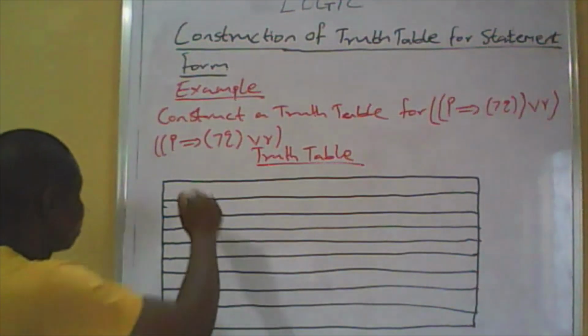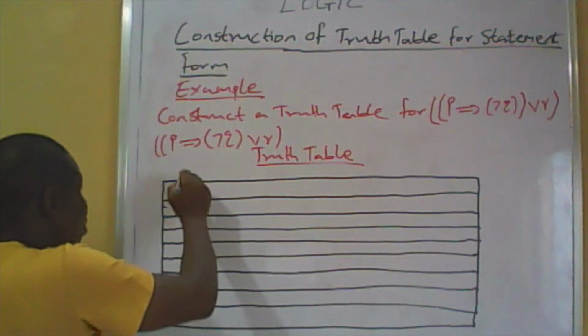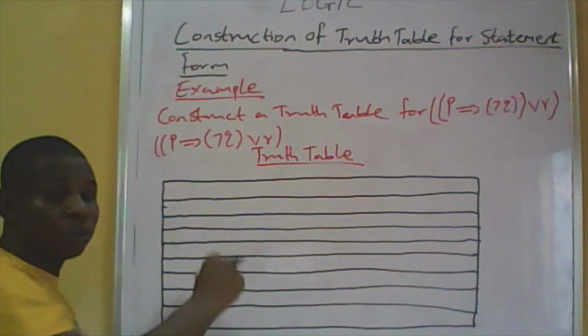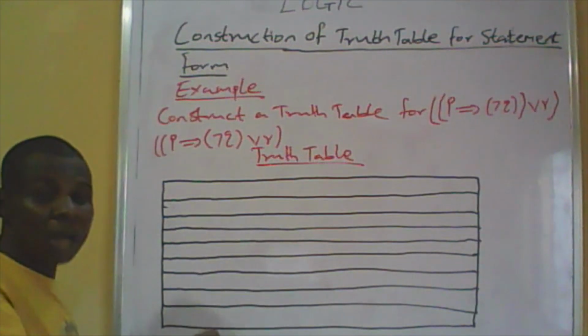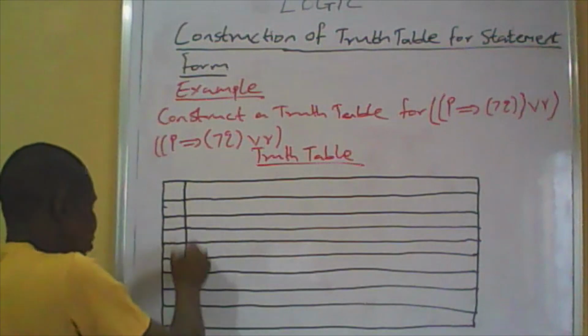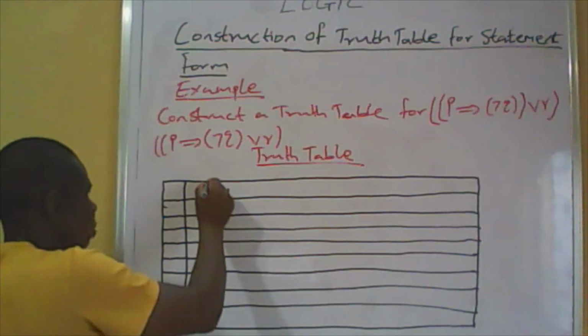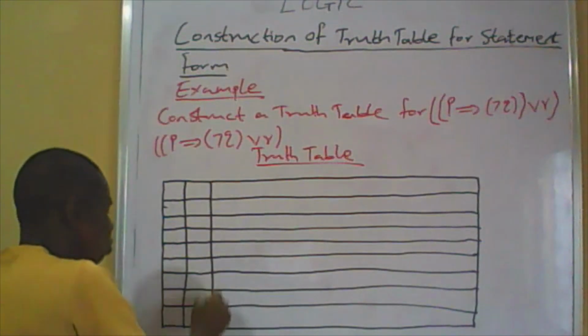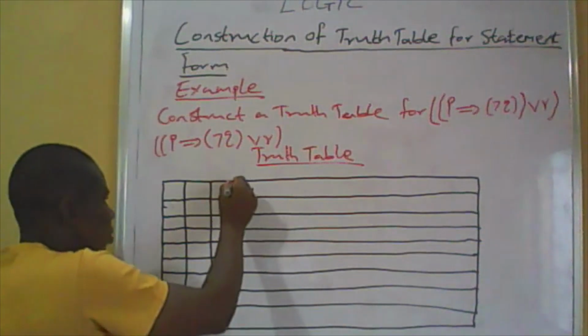our columns. So our 3 initial columns are going to contain our 3 simple statements. We have 1 here, 1, 2, 3.